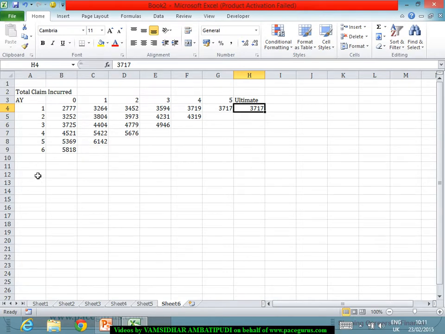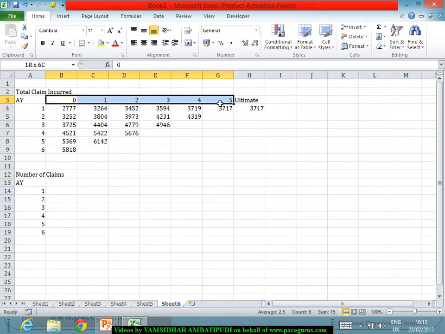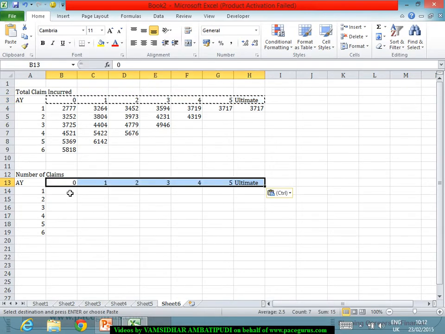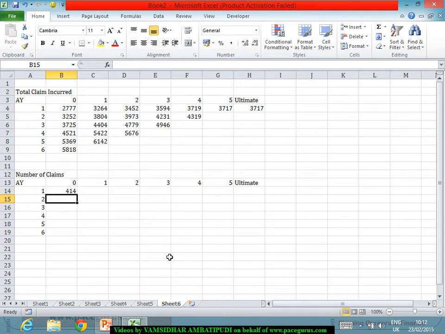And at the same time, for this entire period, I even have the data regarding the number of claims. Because here we require two kinds of data. I also have the number of claims in each of the periods. So it's as good as saying, okay, 414 claims worth 2.777 million got settled in the year itself.